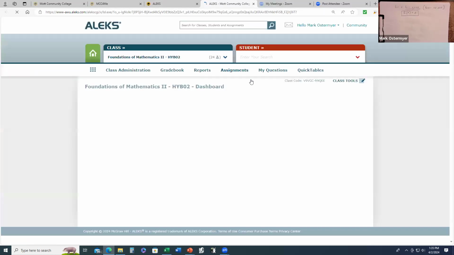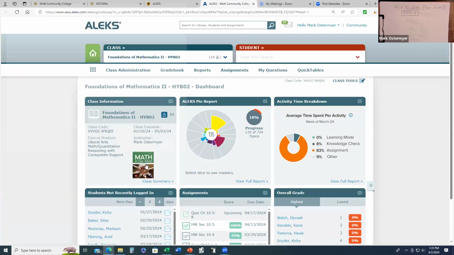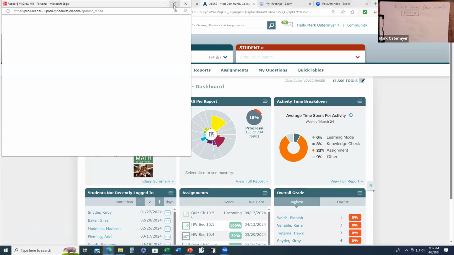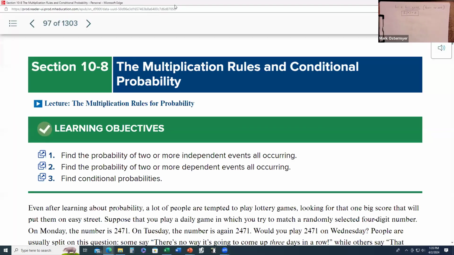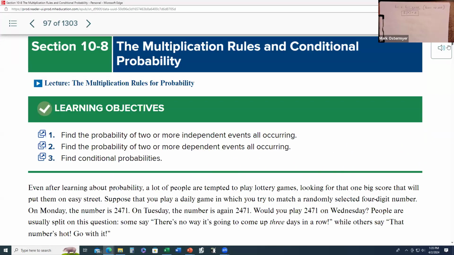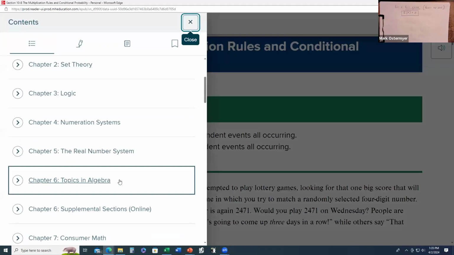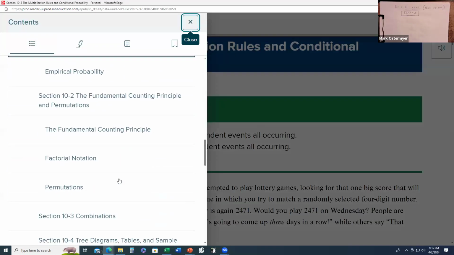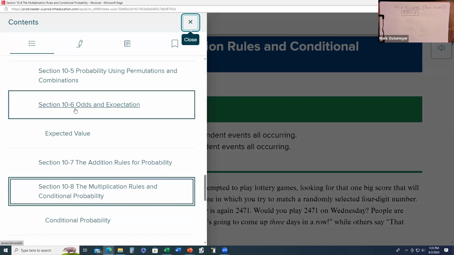Hopefully Alex is running today. All right. So this is going to be section 10.6, where I'm going to be pulling some of these problems. As always, please do take time to look down through. Oh, this is 10.8. Hold on. So we're not ready for that yet. We want 10.6. Here we go.